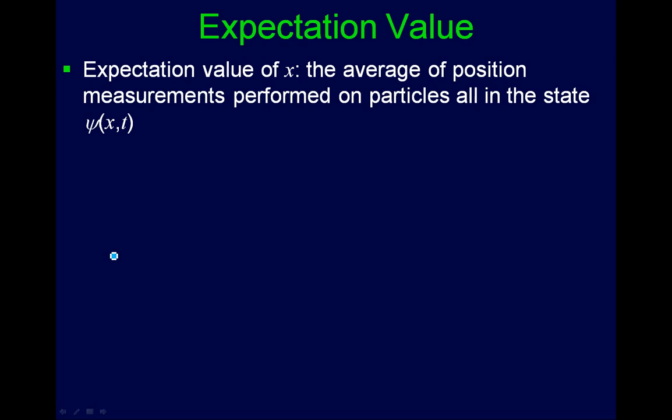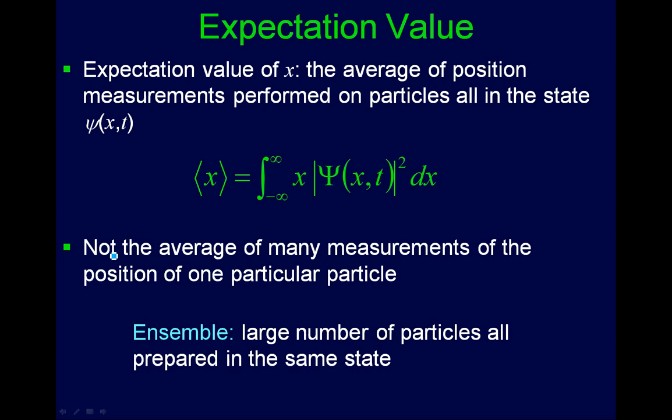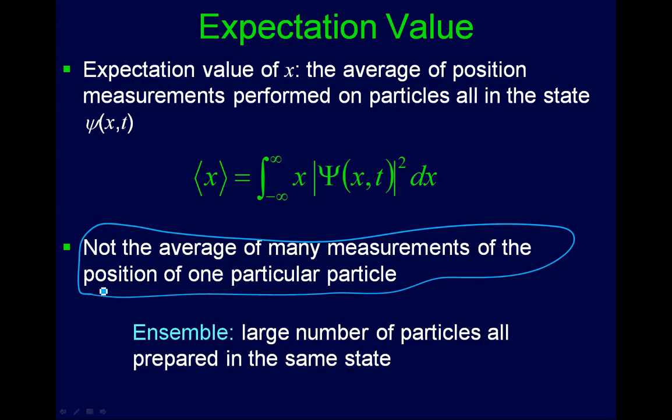And so now we'll move on to something that we've dealt with before, the expectation value. And so now we're going to look at the expectation value of x. And so again, this is the average of some measurements. Here it's position measurements performed on particles all in our state psi. And so for us here, our expectation value is going to look like this. Just be careful, this is not the average of many measurements of the position of the same particle, but of particles all in the same state.